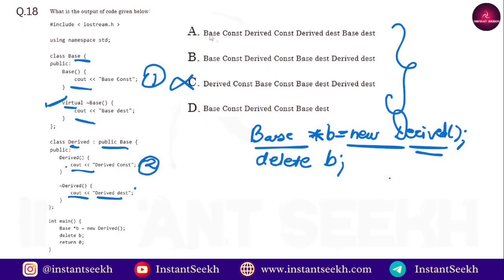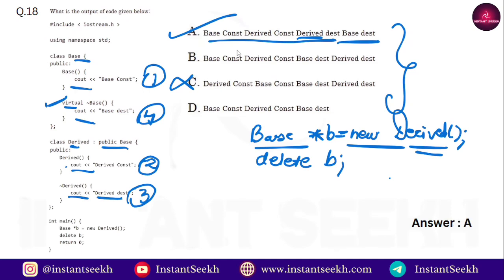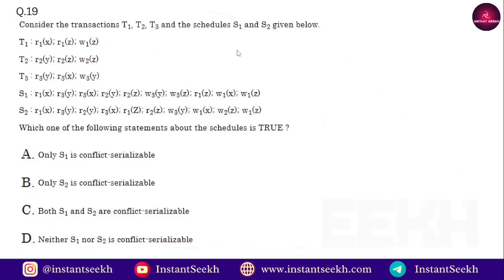So base class constructor, derived class constructor, then derived class destructor. This option one is matching your pattern. The derived class destructor is the third one that gets executed, and after that the base class destructor will be called. So option one matches the output, and answer A is the right answer for this particular question. Let's move on to the next.